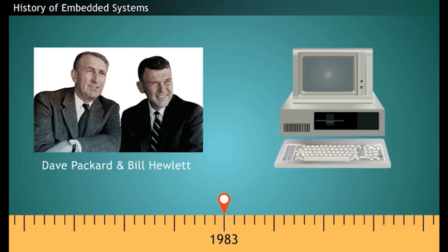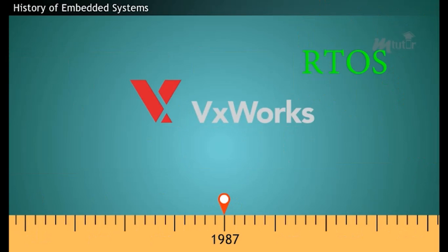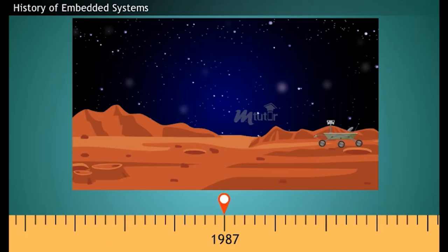It was claimed to be the first computer featuring touchscreen sensitivity. In 1987, VxWorks, a real-time embedded operating system, was introduced by Wind River Systems. And this real-time operating system was used for NASA's Mars Pathfinder mission in a later year.